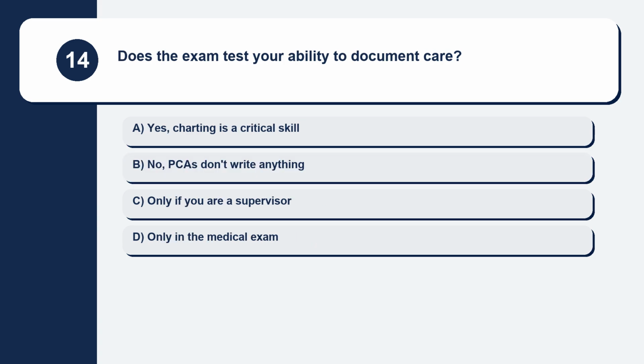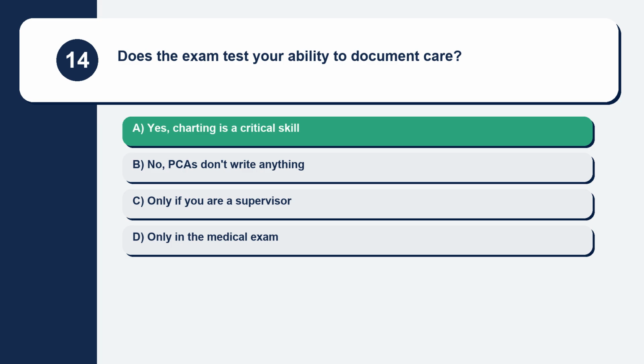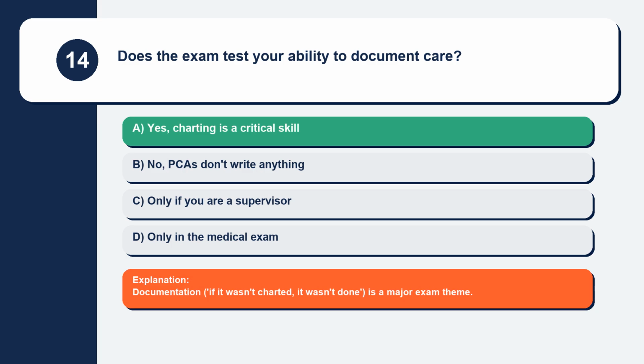Question 14. Does the exam test your ability to document care? Yes, charting is a critical skill. No, PCAs don't write anything. Only if you are a supervisor. Only in the medical exam. Documentation, if it wasn't charted, it wasn't done, is a major exam theme.